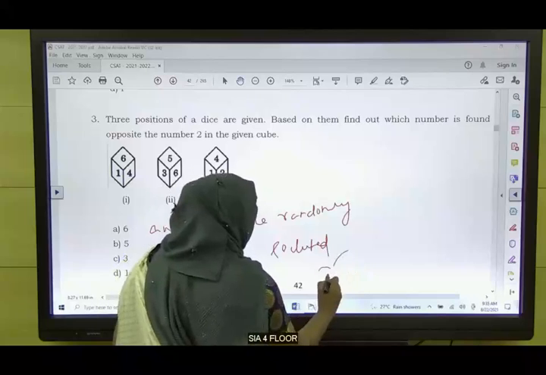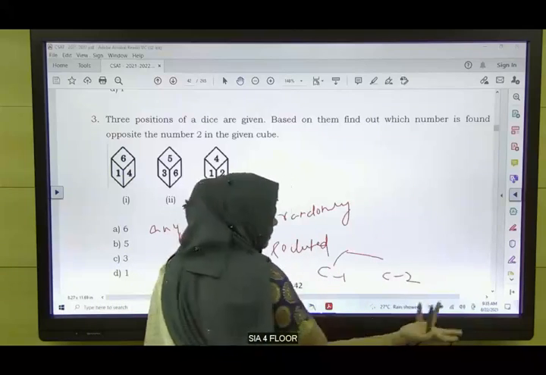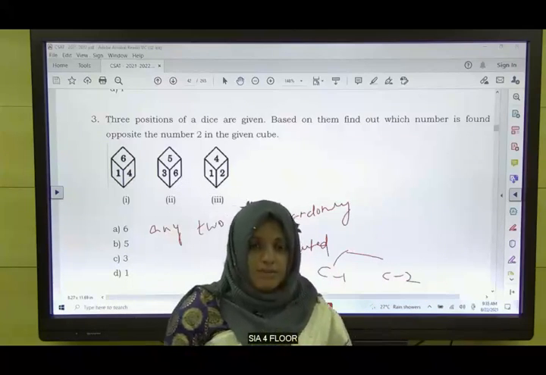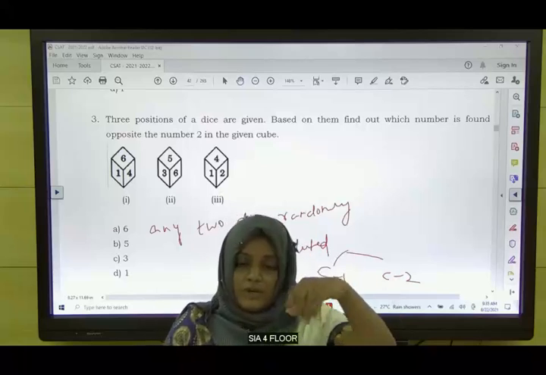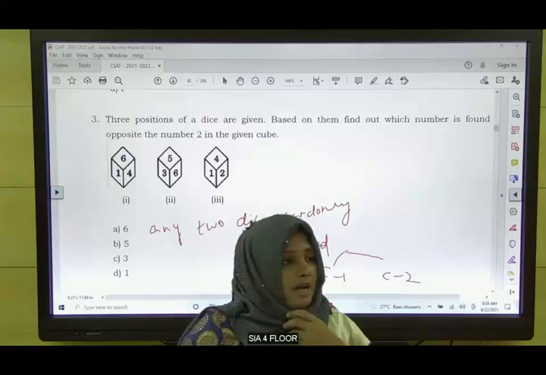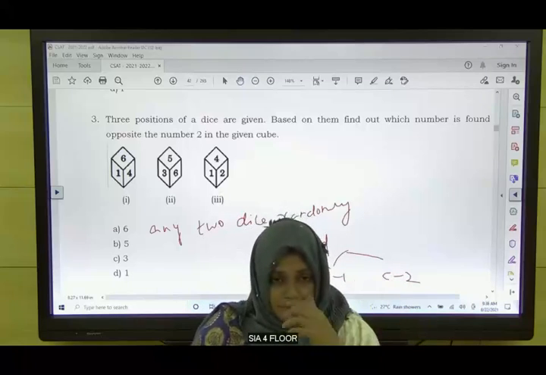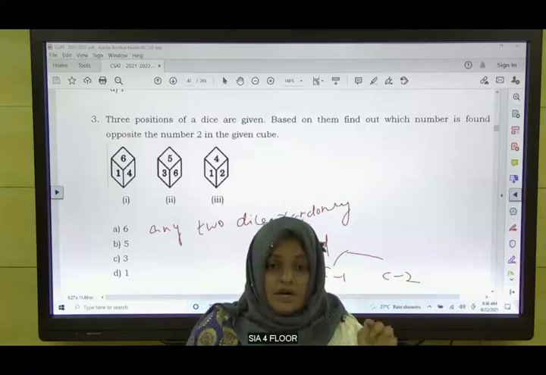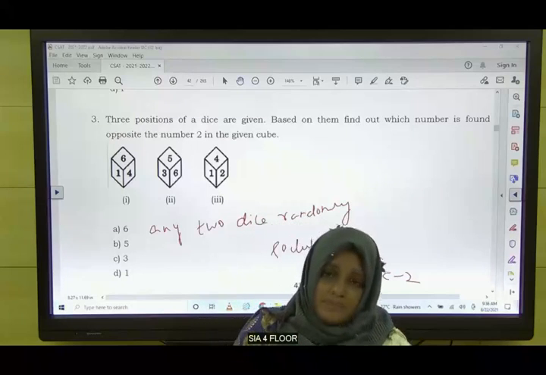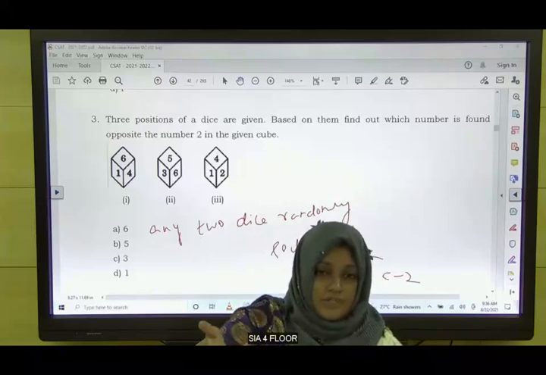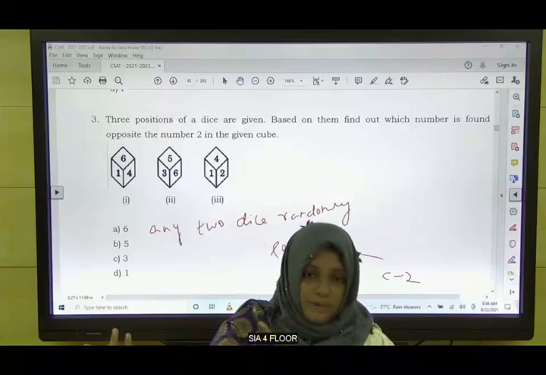And either case 1 or case 2, anything could be applied. That depends on how many numbers are common. So you try to pick up any 2 dice randomly. It is not mandatory to use all the given dice. If all 3 dice are given, you don't need to use all 3. Any 2 dice you can pick up and do.